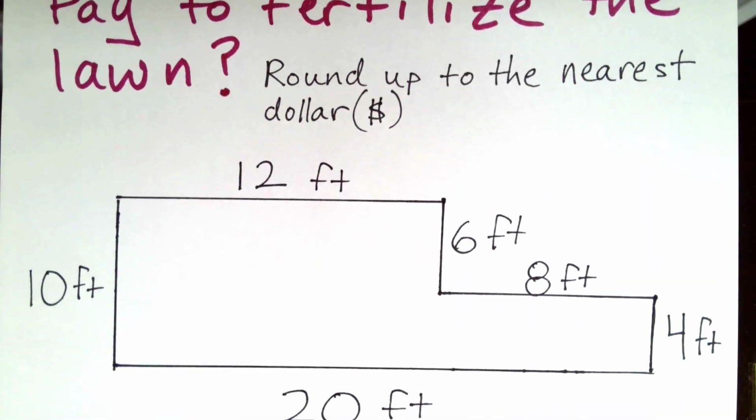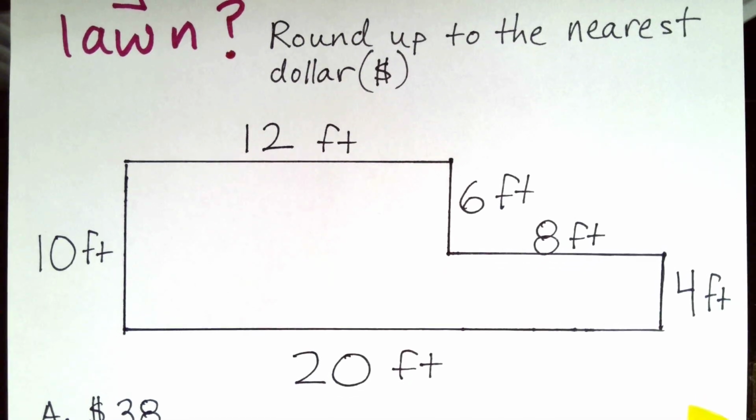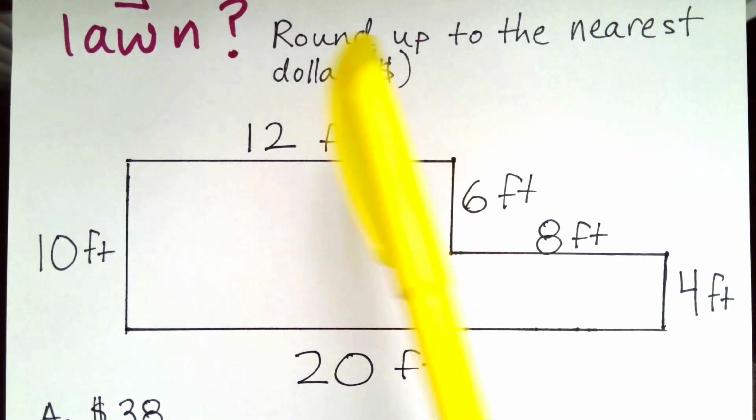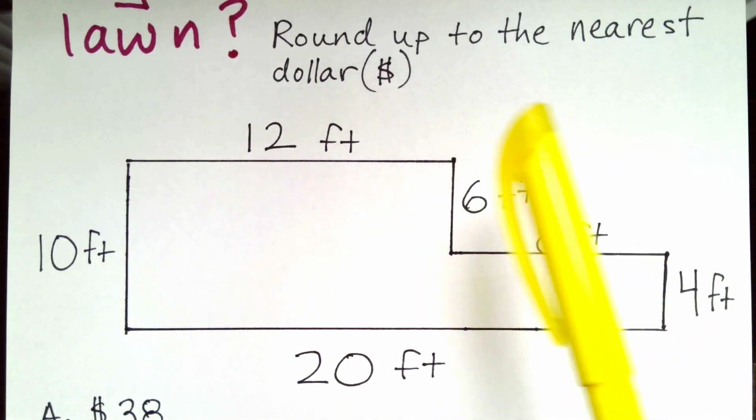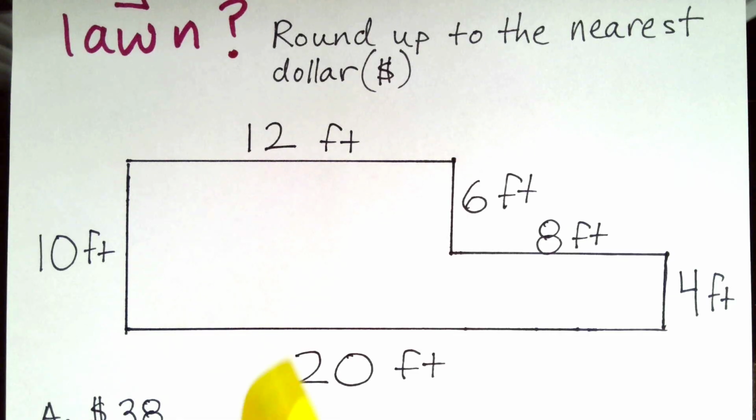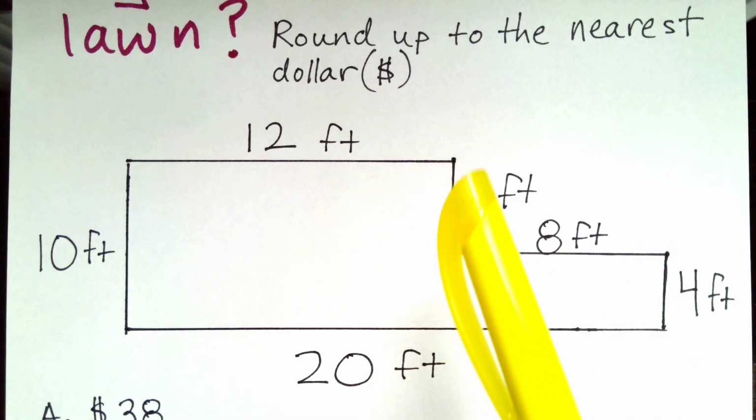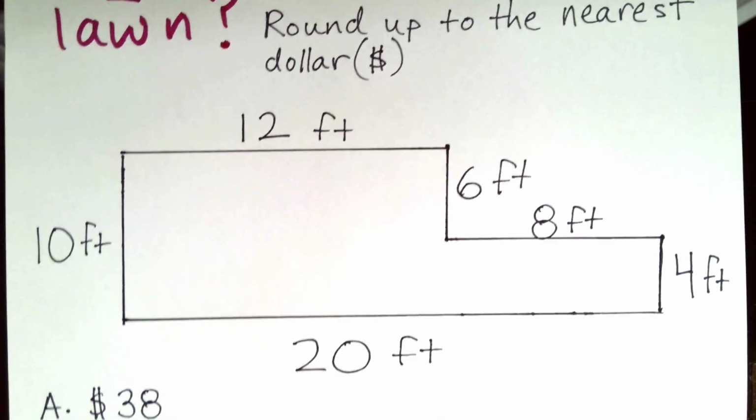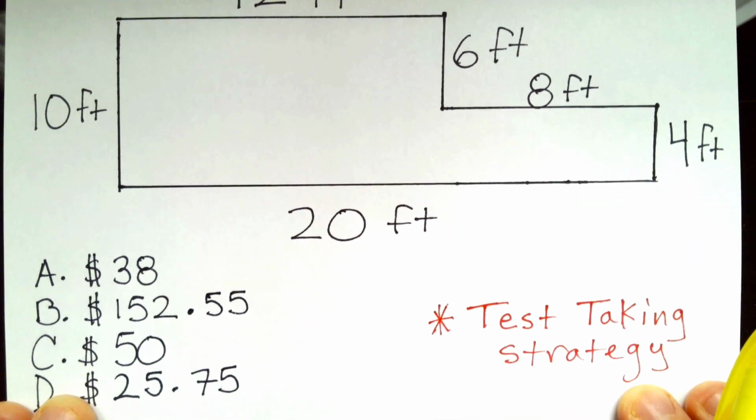So round up to the nearest dollar, as you can see here, is really important. I've got a test taking strategy I'd like to show you. And so here are the dimensions of Pat's lawn. She has a value of, on one side, 10 feet, another side, 20 feet. We got 4 feet here. We got 8 feet here. Another length of 6 feet. And finally, 12 feet.